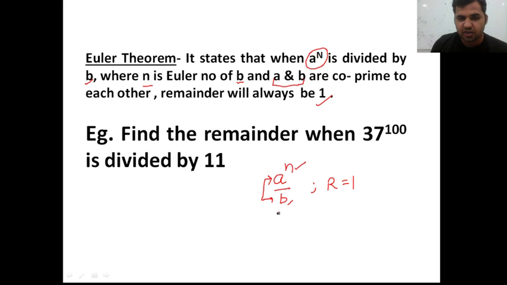Two conditions that you are supposed to check: a and b should be co-prime with each other, and this power should be a multiple of the Euler number of b. If these two conditions are satisfied, you can say the remainder will be 1.